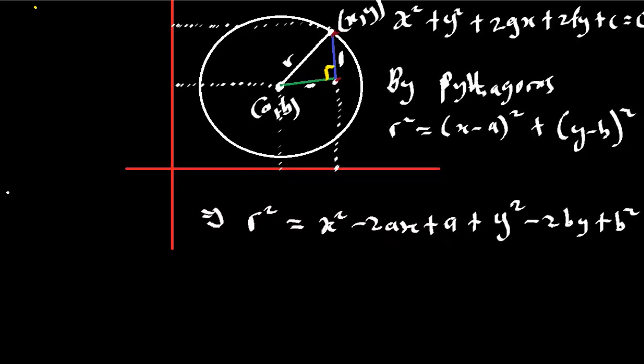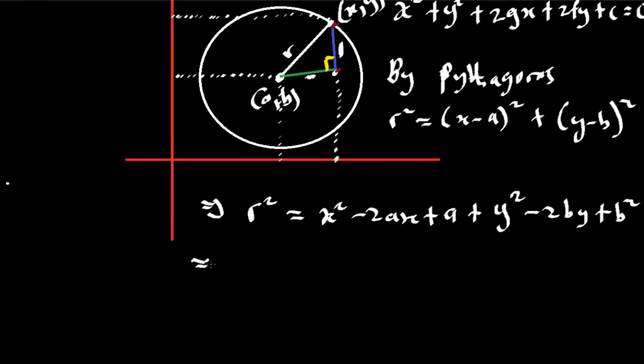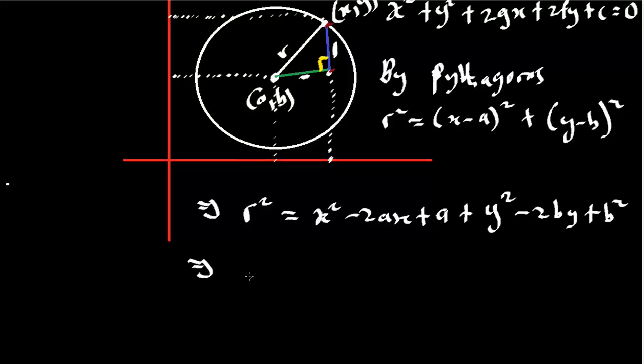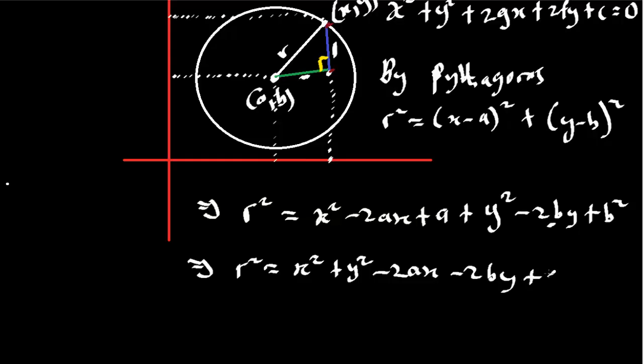So that's what we have so far. And then we can proceed from here. We can rearrange it. R square is equal to x square. I'll bring all the squares together, so x square plus y square. Then I'll bring the x and y together. So here too, I'll bring minus 2ax. Then here at this point too, I'll bring minus 2by. And then I'll add plus a square and then b square.